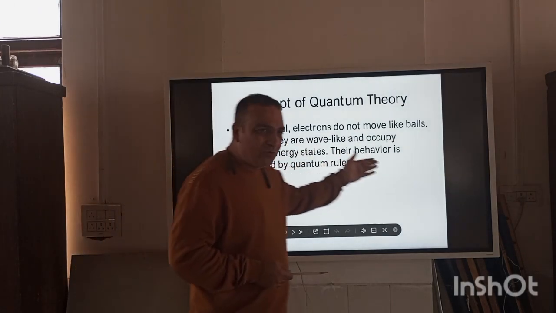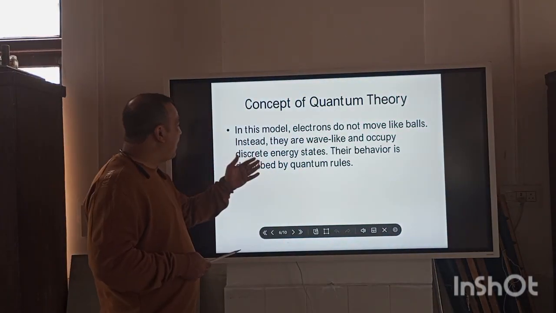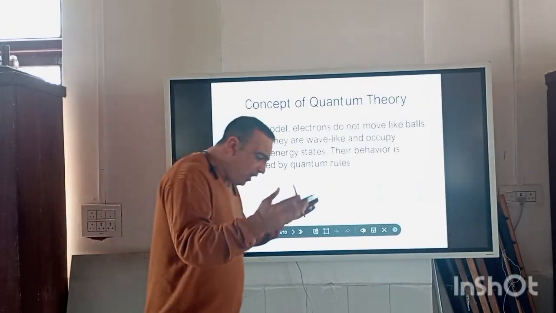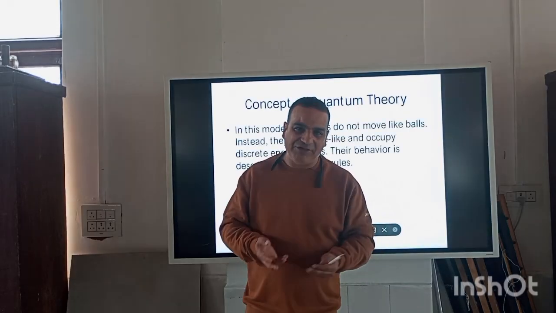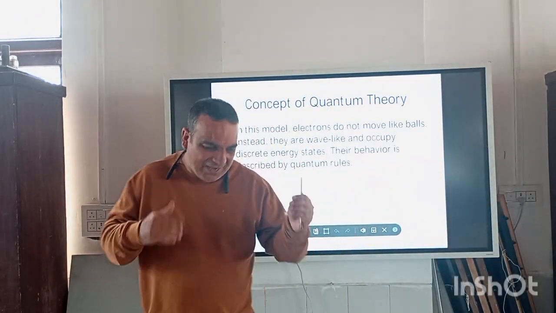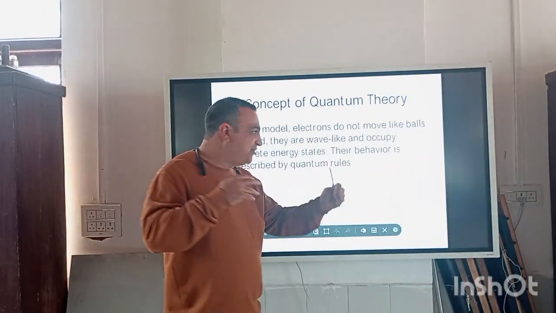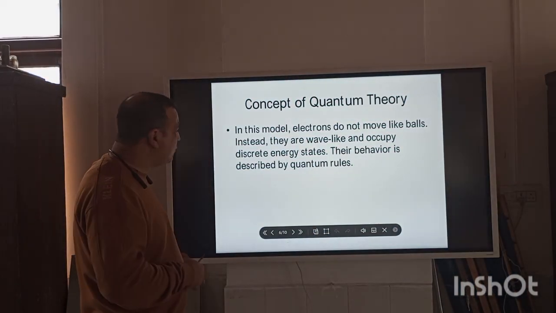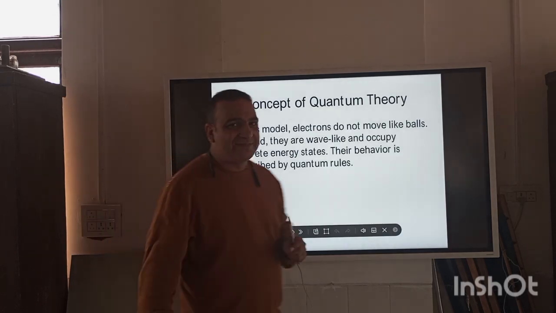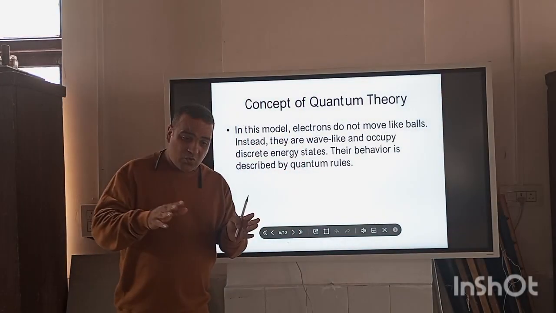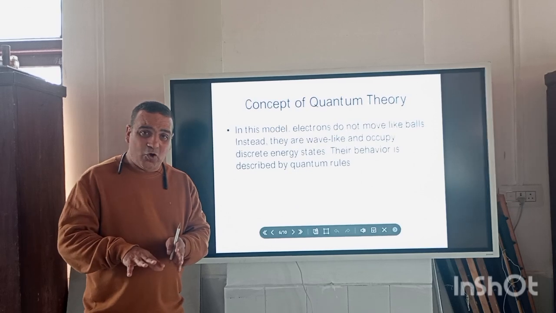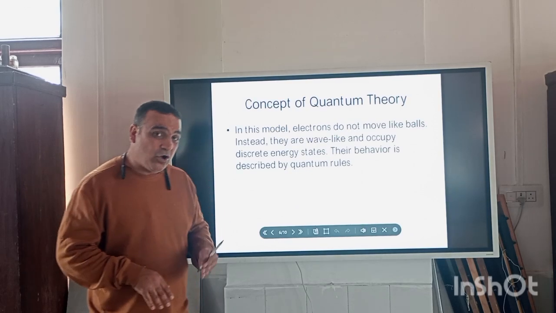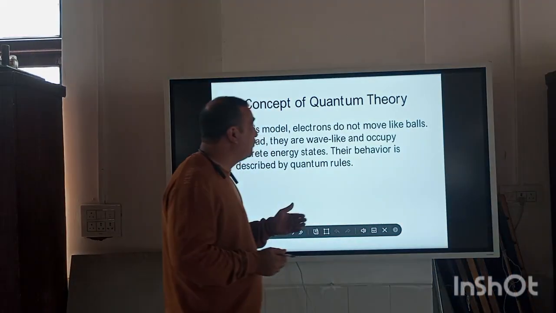They are wave-like, and they occupy discrete energy states. Electrons do not have all possible energies. They have energies which are discrete in nature. Electrons can have only some finite energies in those energy levels. So their behavior is described by the quantum rules. Here the wave-like domain takes the lead role, and we talk about probabilities when we talk about the quantum version of free electron theory.